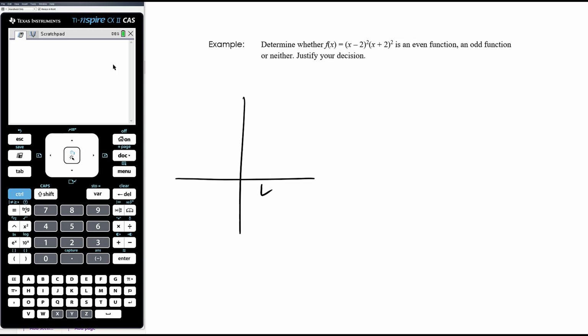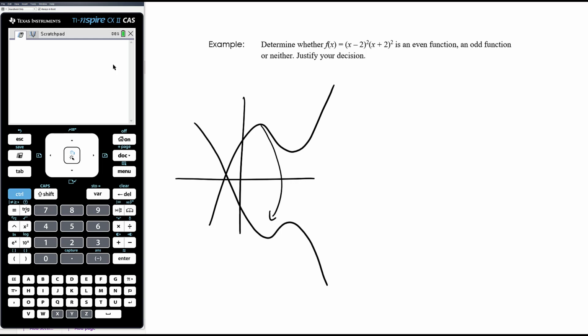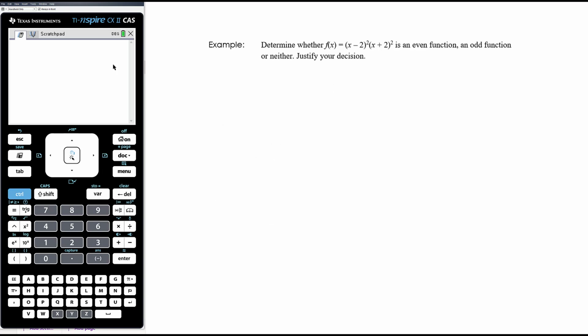But there's plenty of cubics, you know, draw it up over here. If we reflect that in the x-axis, it's going to look something like that. If we reflect that in the y-axis, it's going to look something like that. They're not the same. It's not an odd function. So please don't just assume odd degree polynomial, odd function, even degree polynomial, even function.